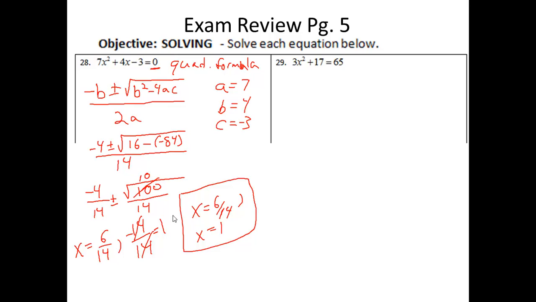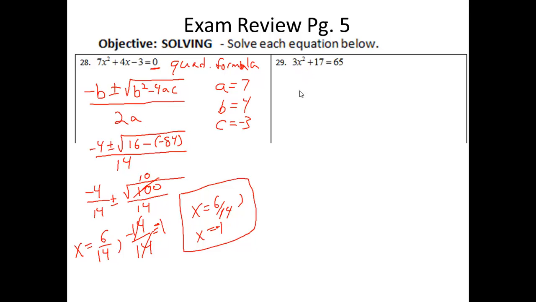And I just almost made a mistake as I was checking myself mentally. A negative 14 divided by 14 is a negative 1. Okay? It's always a good idea to check your work.